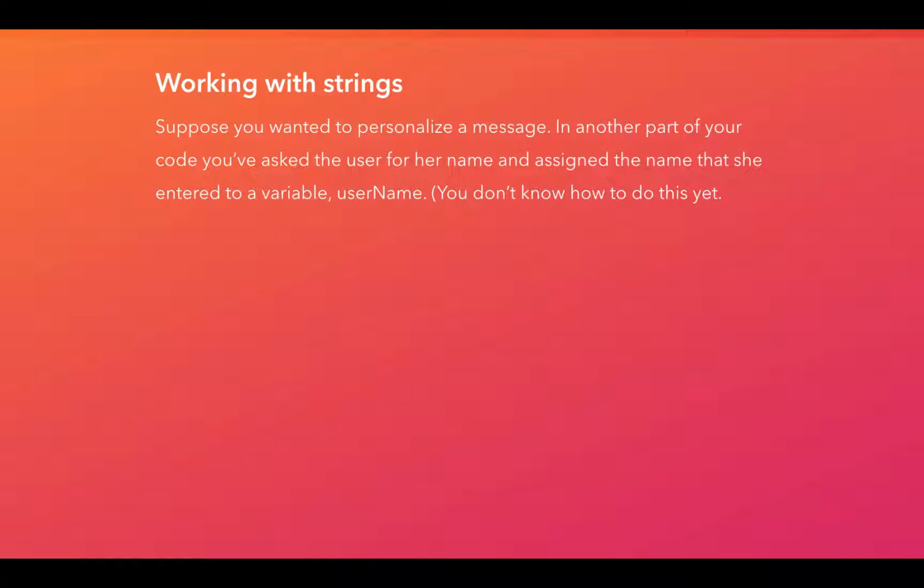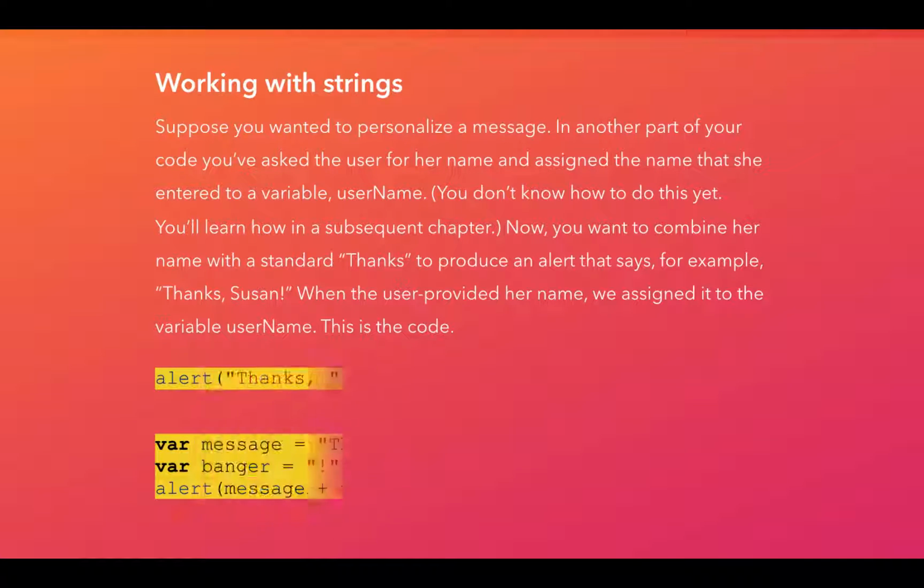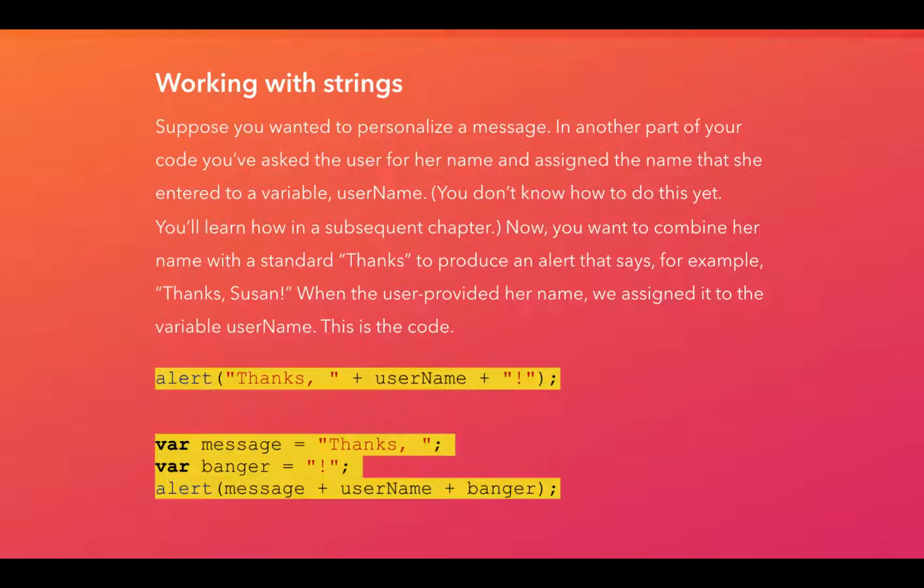Now let's see what we can actually do with strings besides store a single name. Let's say that we want to have a combination of thanks, then the name of the person, and then exclamation point. So how many strings are here in this alert? 3. How can we tell?